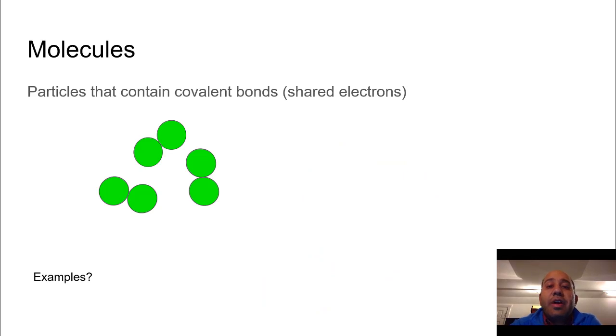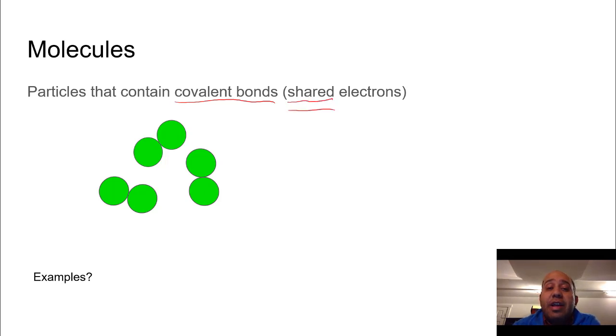So the last definition you have to know is what a molecule is. A molecule is a particle that contains covalent bonds. So we haven't talked about what covalent bonds are yet. We're going to talk about that much later. But these are basically bonds happening between electrons, and this is when the atoms are sharing electrons.